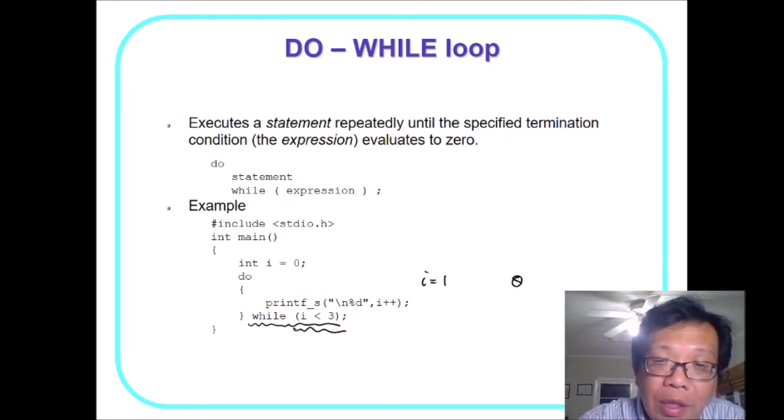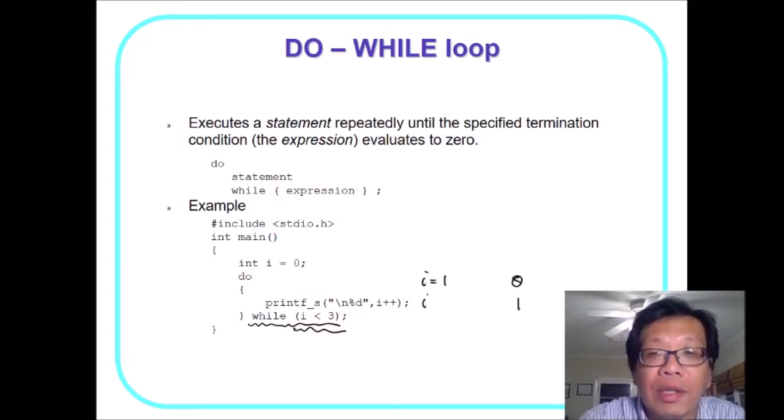So when i equals 1, it is still smaller than 3. So I'm going to print out the number again. After it's been printed out, it's going to be added by 1, so it's going to be 2 in this case. It's still smaller than 3, so I'm going to print out 2. Then it's going to be added by 1.